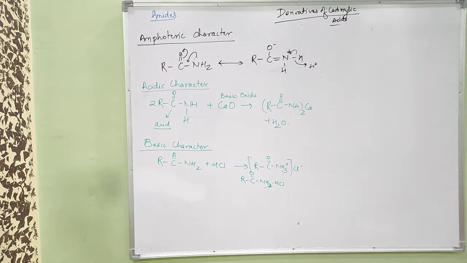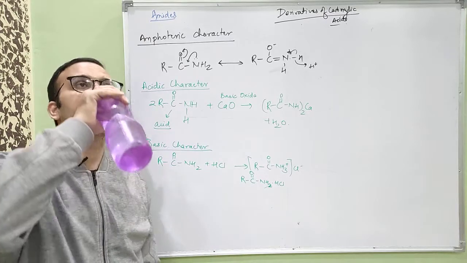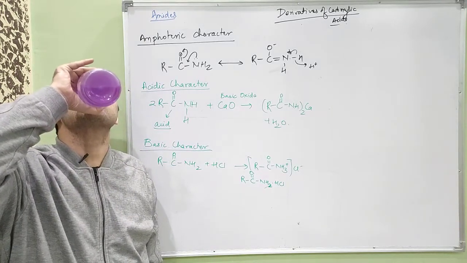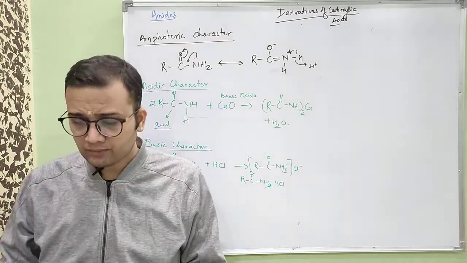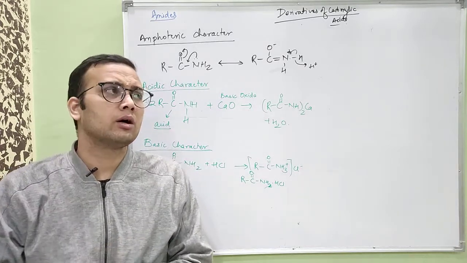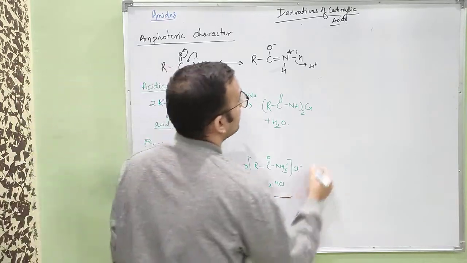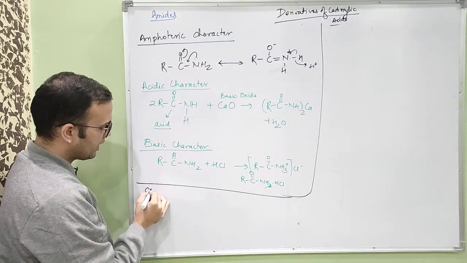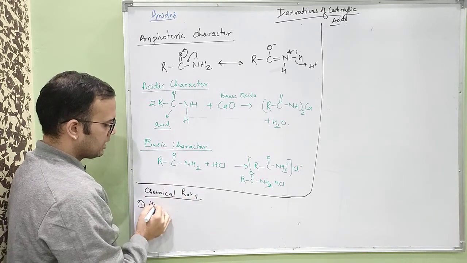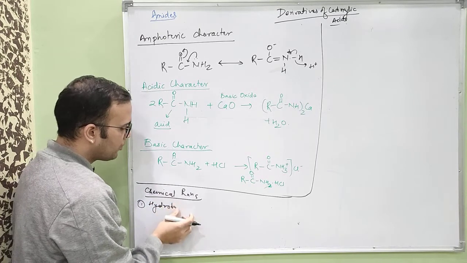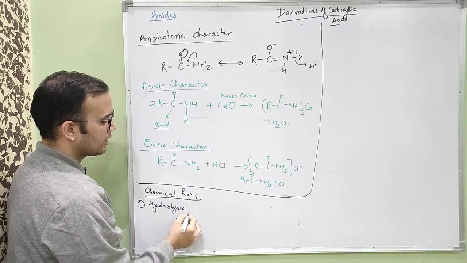Let's take a look at other reactions. Now, chemical properties. In the chemical properties, you will find various reactions. One of the first reactions is the reaction with, or hydrolysis of, chemical reactions. Hydrolysis of, first write hydrolysis. Now hydrolysis.